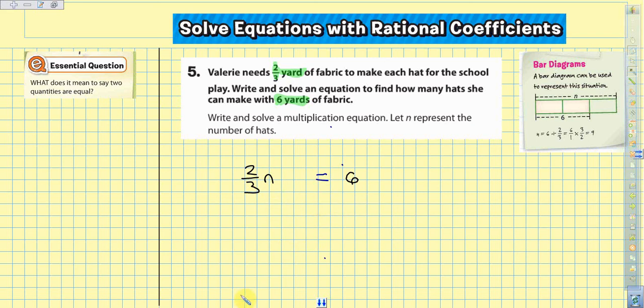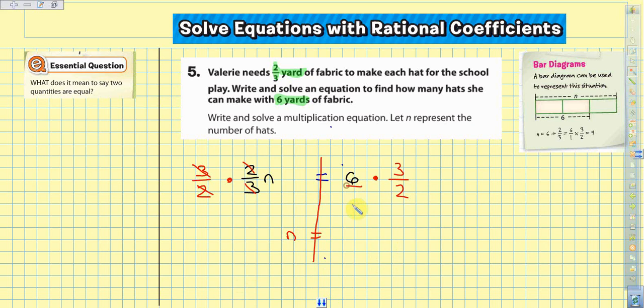Once you have that down, then you're going to go ahead and start solving it. Basically, we're going to draw our line. I look at this and I say, oh, reciprocal. I know I can get rid of the 2/3 by dividing by 2/3. How do I do that? By taking the reciprocal. There it goes. That n is by itself. So whatever you do to one side, make sure you do to the other.